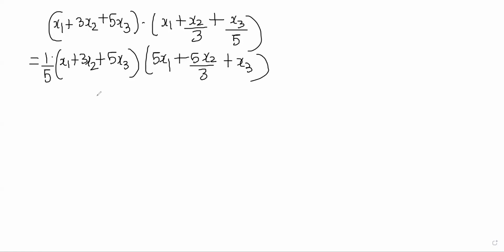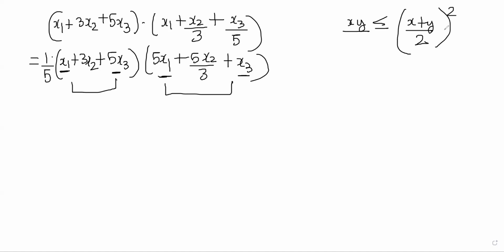Now, on these two terms, the reason we multiply by 5 is because here we have x1 + 5x3 and here now you have 5x1 + x3. So there is a little bit of an element of symmetry here. So we want to say what is the maximum value of this expression. This is a product of two terms, so we can do AM-GM and say xy is less than or equal to ((x + y)/2) whole square. This is AM-GM on two terms.